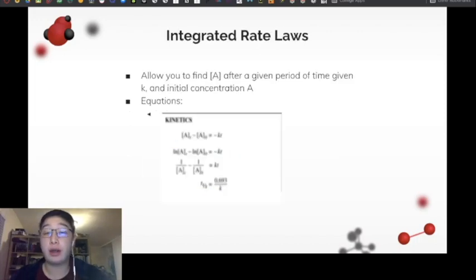All right, so now we're going to get into integrated rate laws. Integrated rate laws basically allow you to find the concentration of A at a given period of time, given k and the initial concentration of A. The equations are on the slide up here, and they can be found in the bottom left-hand corner of your reference sheet.